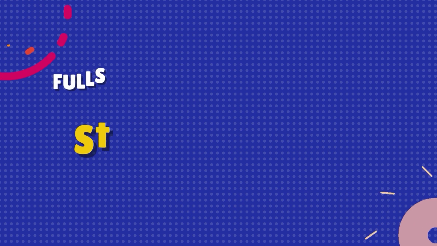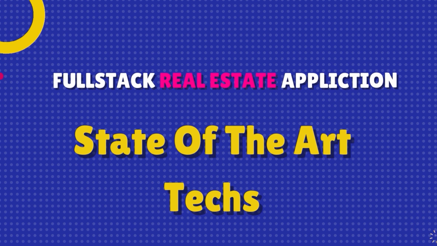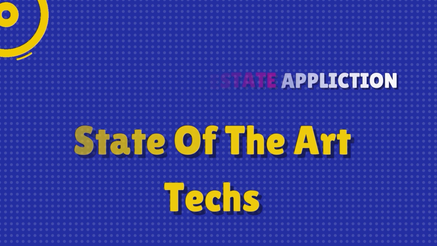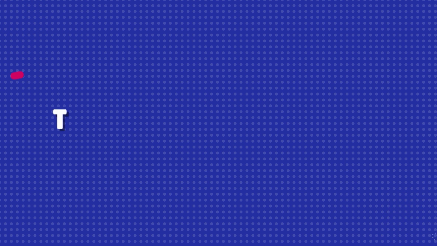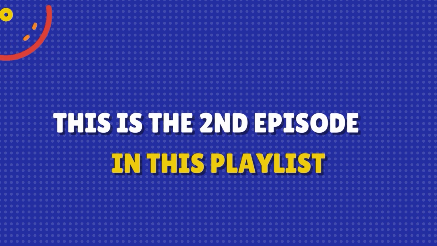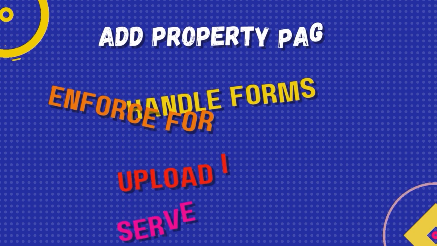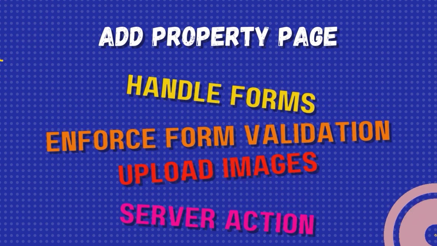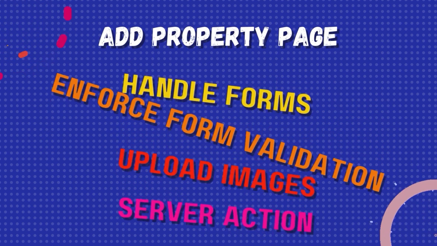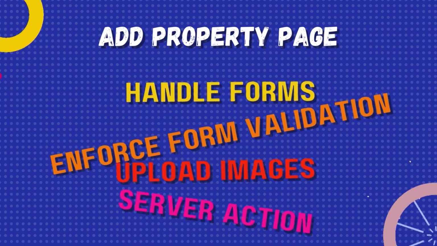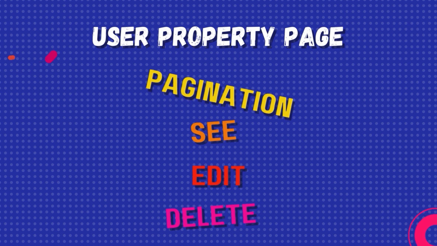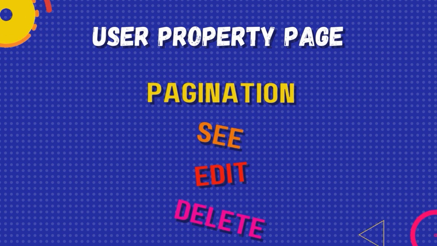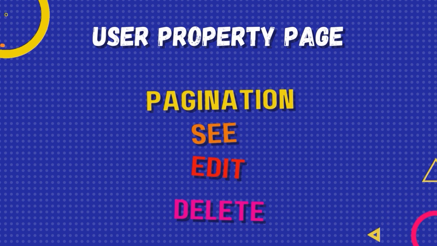In this series, we are creating a full stack real estate application with state-of-the-art technologies like Next.js 14, Supabase, and Prisma. This video is the second part of this series in which we are going to continue our development of this project. We will complete the add property page and you will learn how to handle forms in Next.js, how to enforce the form validation, and how to create several actions in the right way. We will also create our user property page where user can see, edit, and delete its added properties.